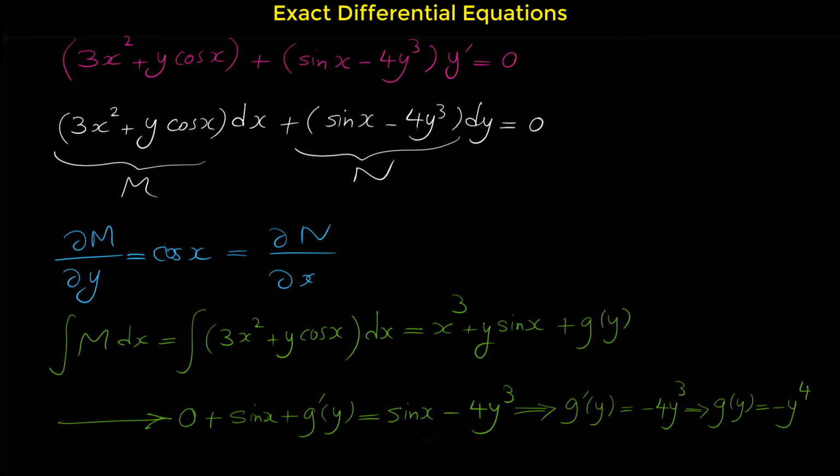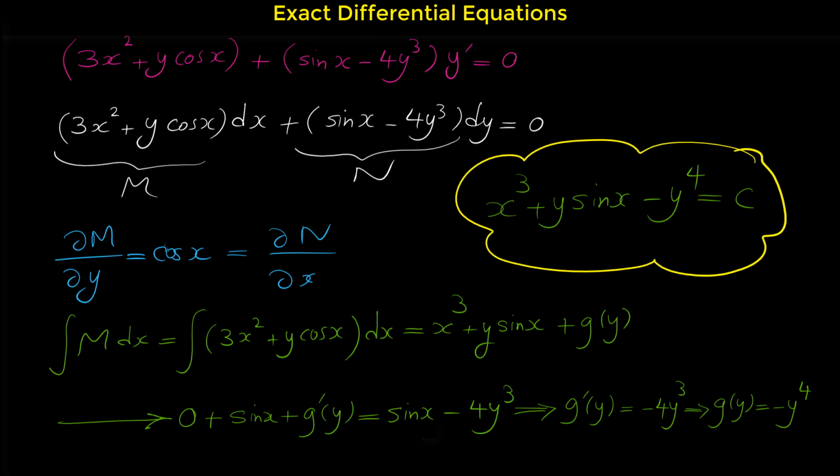And so the implicit solution of the differential equation is x to the power of 3 plus y sine of x minus y to the 4. We replace g with this expression, equal c. And so this is the solution of this exact differential equation. And the other way you can find this answer is to use the shortcut method.